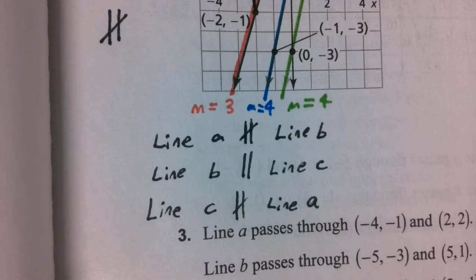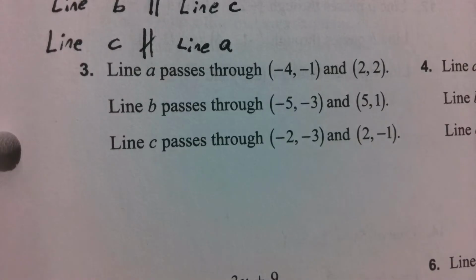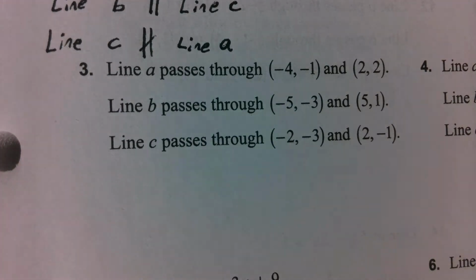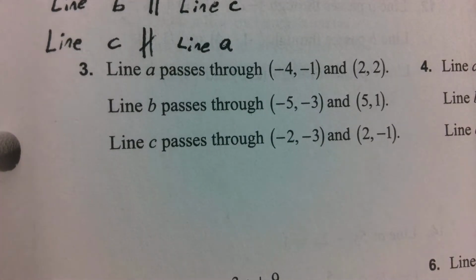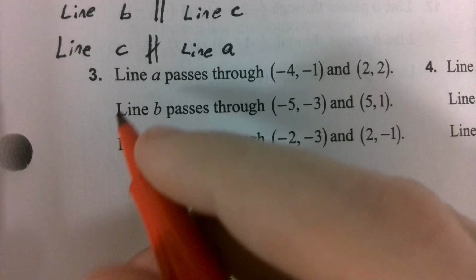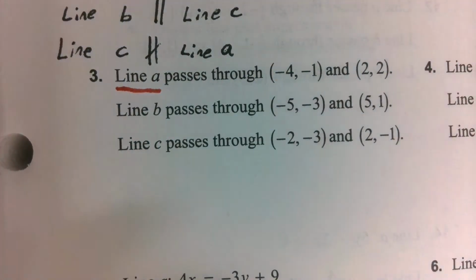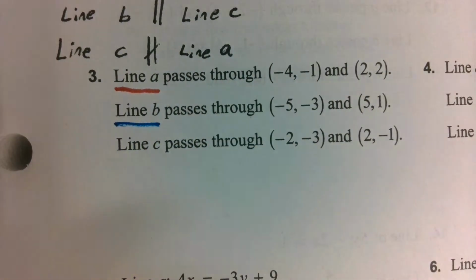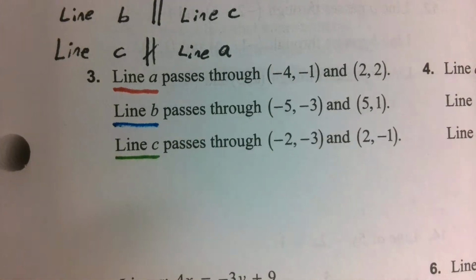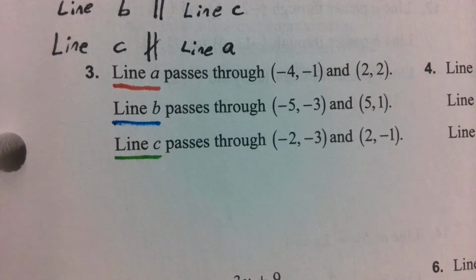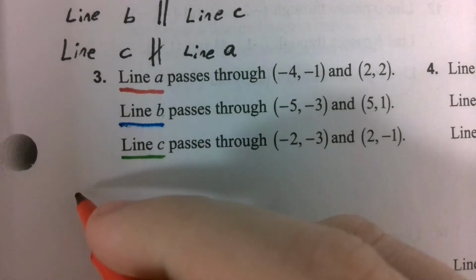We can do something similar with number 3. This time we don't have a graph to help us find the slopes, but remember, as long as we can find the slopes, we can figure out what's parallel and what isn't. I'm going to walk you through how to find the slope of line A just as a refresher, but I want you to also be able to try this out. If you know how to do it, try it out on your own. If not, follow along with me for part A, and then we'll pause.